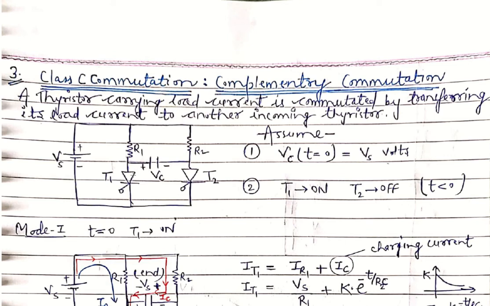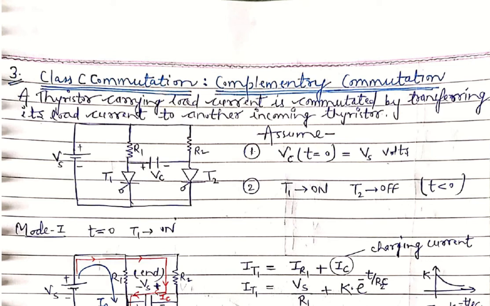Means there are two thyristors in this topology, and two resistors R1 and R2 are connected in series with T1 and T2 respectively, and between the midpoints a capacitor is connected, and the voltage across this capacitor is VC, and the full DC voltage applied across the whole topology is VS. So what is the working principle? At a time one thyristor will be on and it will be turned off by another incoming thyristor, that is T2, and when T2 conducts, T1 will be in off condition.